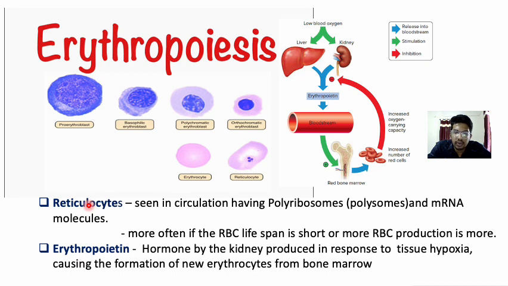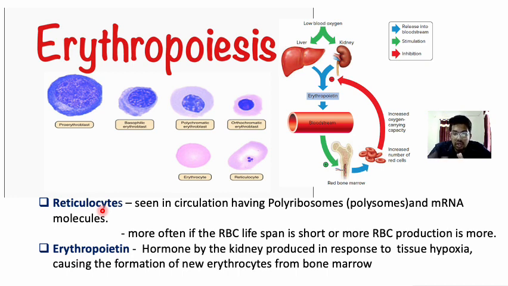Reticulocytes are seen in the circulation, which have polyribosomes (I have written polysomes) and mRNA molecules. Basically, you know that in an adult RBC you will not see any genetic material. The nucleus is absent, right? In the case of a reticulocyte, a little bit of mRNA will be seen and ribosomes will also be seen. What is the function of mRNA and ribosomes? It is nothing other than the production of protein. So protein production is still undergoing in the reticulocyte.